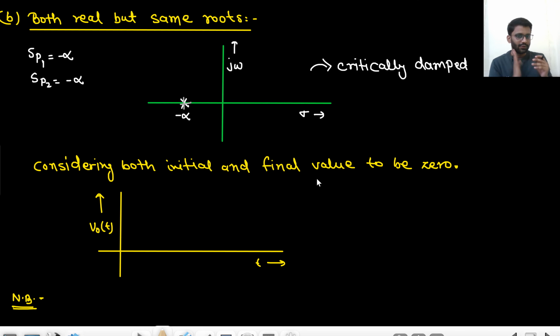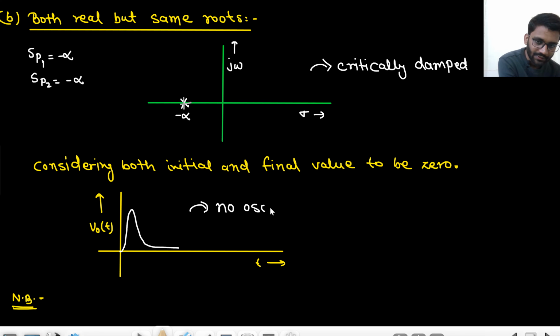So how will the response look like? Initial and final value 0. You will start from 0, you will go to 0. But how will it look like? It will just increase and then stabilize at 0. I will have to make a better graph. Okay. Yeah. So this is how the response looks like. Initial and final value at 0. So it will stabilize to the final value. There are no oscillations.